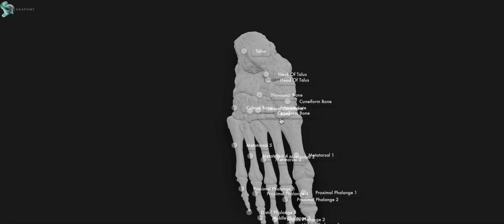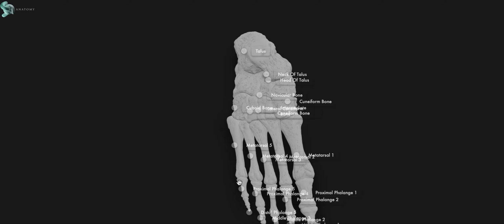Next, here are located the metatarsal bones. First, second, third, fourth, and fifth metatarsal bones. So the metatarsus consists of 5 metatarsals.